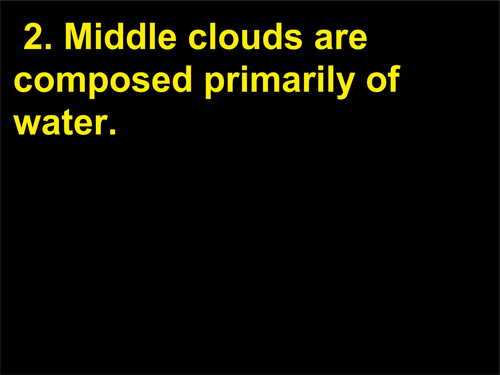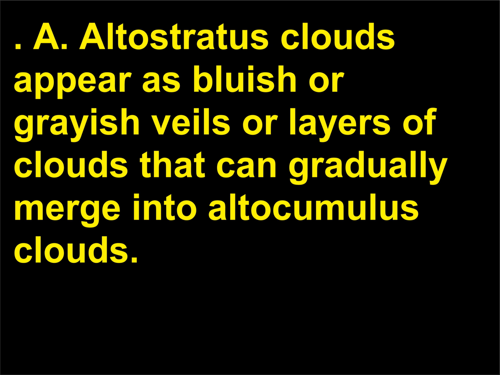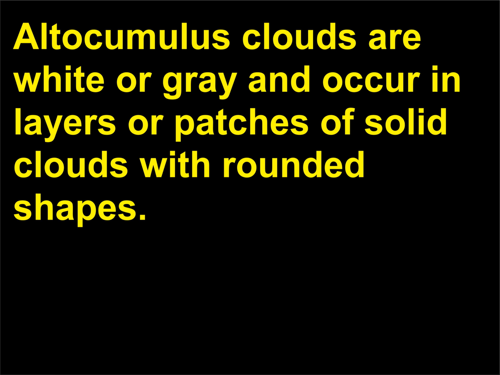2. Middle clouds are composed primarily of water. The height of the cloud bases range from 6,500 to 23,000 feet, 2,000 to 7,000 meters. A. Altostratus clouds appear as bluish or grayish veils or layers of clouds that can gradually merge into altocumulus clouds. The sun may be dimly visible through them, but flat, thick sheets of these clouds can obscure the sun. B. Altocumulus clouds are white or gray and occur in layers or patches of solid clouds with rounded shapes.